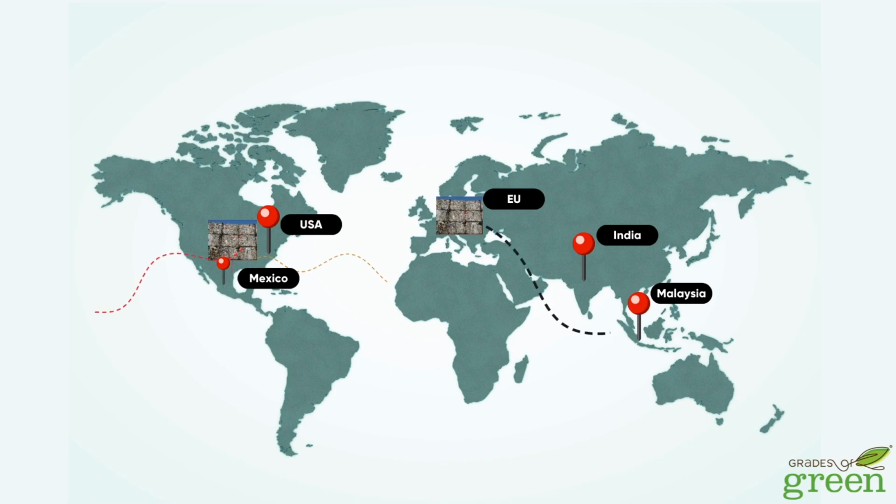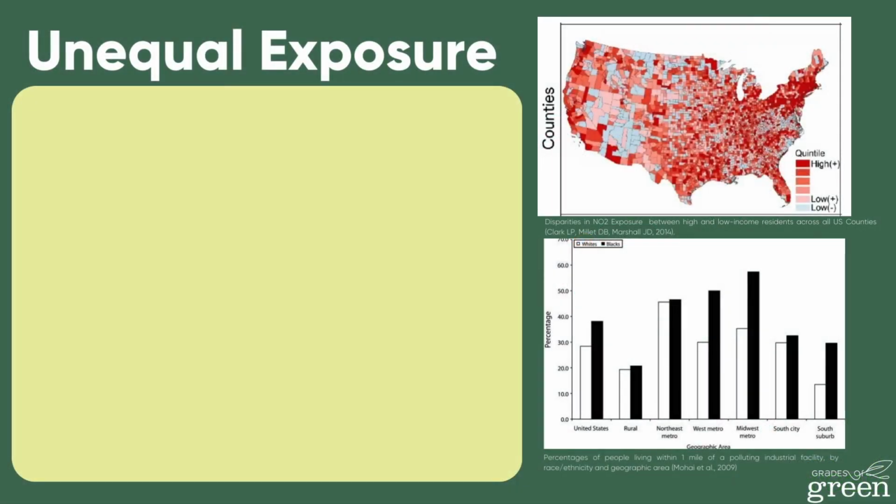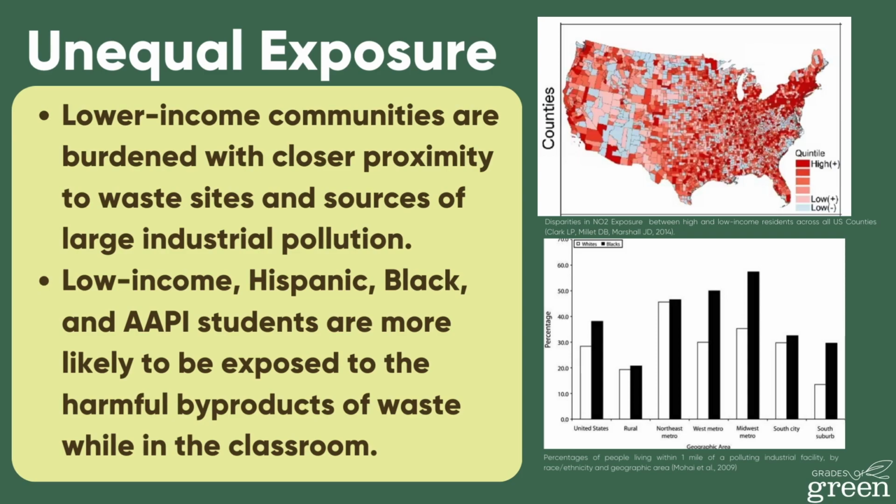This practice takes advantage of less strict recycling and waste disposal standards, leaving lower-income communities with disproportionate exposure to the harmful byproducts of other countries' waste. The injustice of waste is also a domestic problem, as lower-income communities are often burdened with closer proximity to waste sites and sources of large industrial pollution. This directly impacts school communities, as low-income, Hispanic, Black, and AIPI students are more likely to be exposed to the harmful byproducts of waste while in the classroom. By learning and understanding how our waste systems work, campuses can make a huge impact through proper disposal, reducing harm to the environment locally and around the globe.